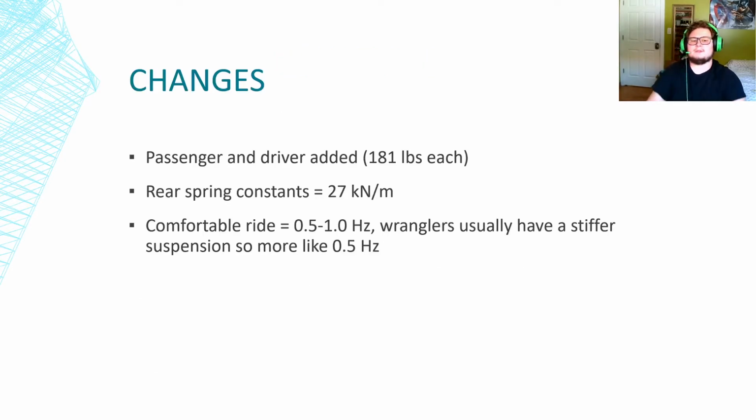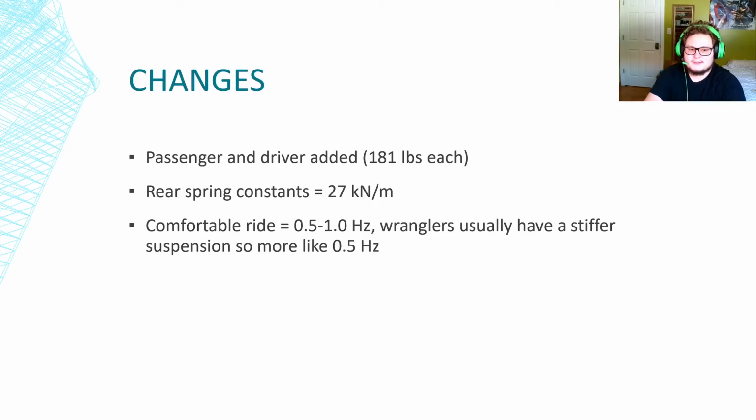So some changes that we can make to make this more realistic, because nobody drives a car that's that stiff, that doesn't oscillate. That would just be very uncomfortable. So a passenger car is generally a comfortable ride at half a hertz to 1 hertz. And Wranglers generally have a stiffer suspension since they're more geared towards off-roading. So we're going to say we're looking for about half a hertz.